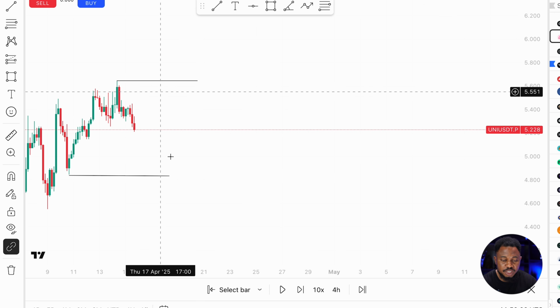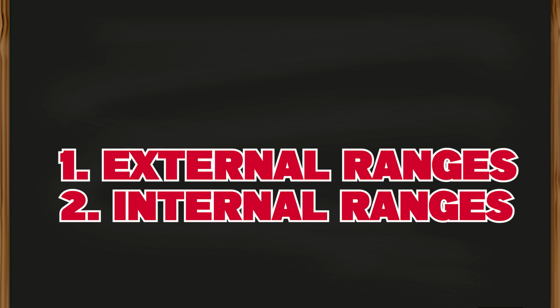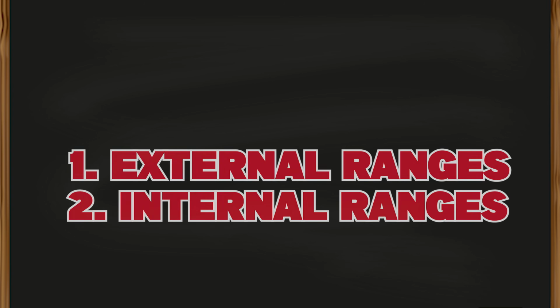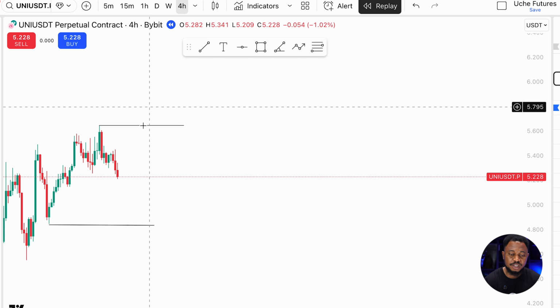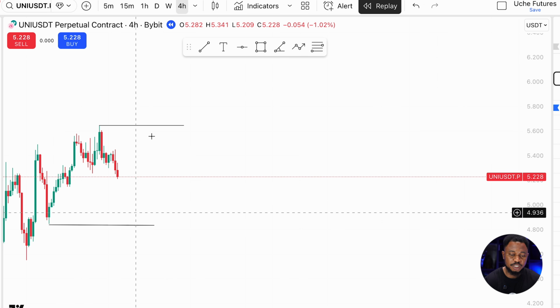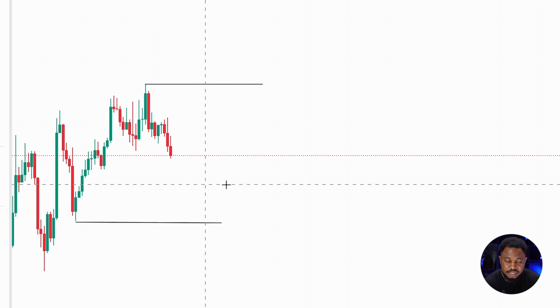So you're trading within this particular range. There are two different types of ranges. The first is external ranges, and the second is internal ranges. Now, an external range is this particular range you can see right here. So you're basically concentrated on when the market breaks within any of this particular region here. But every other range inside this region here is your internal range.